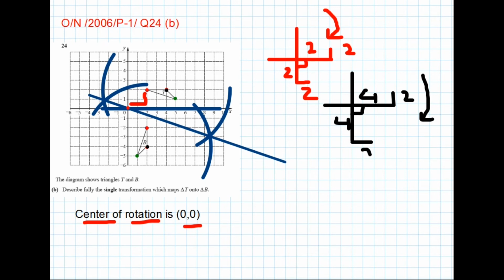After 90° clockwise rotation, we get its corresponding vertex of triangle T, which is 4 blocks down and 2 blocks right as shown. So the type of transformation is rotation 90° clockwise with center of rotation at the origin.